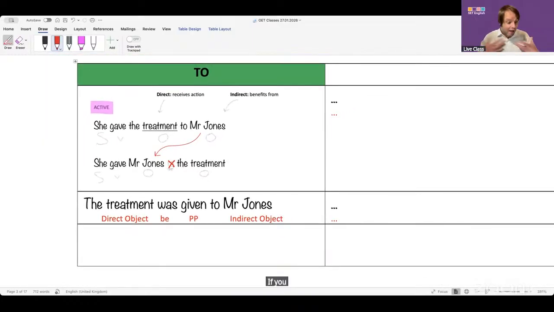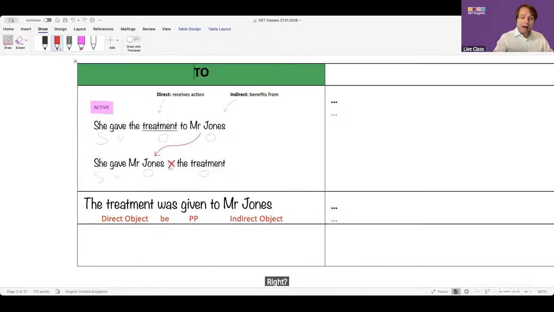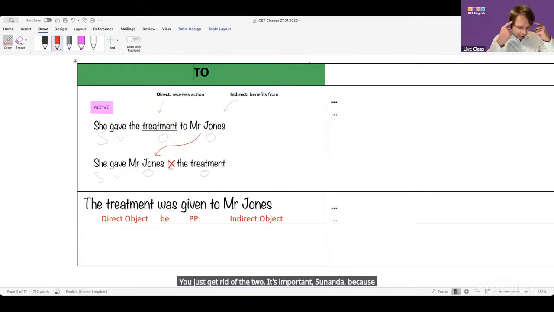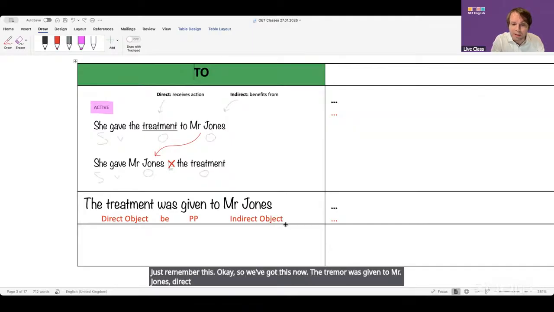If you're in active, you can put the indirect object first. You have to kill the to, right? Like I gave the pizza to Murad, or I can say I gave Murad the pizza. You just get rid of the to. It's important, Sananda, because in your head, you might have the active and you want to make the passive, right? You know the active. Just remember this. Okay, so we've got this now. The treatment was given to Mr. Jones: direct object, be, past participle, indirect object.